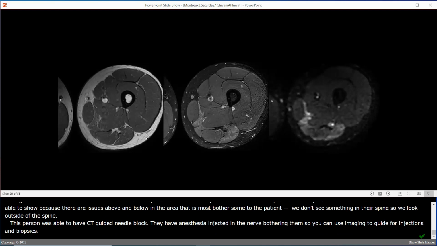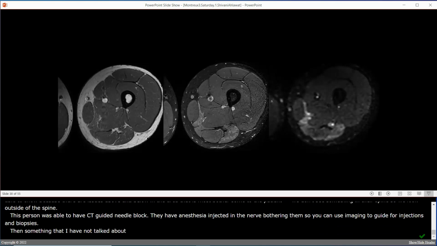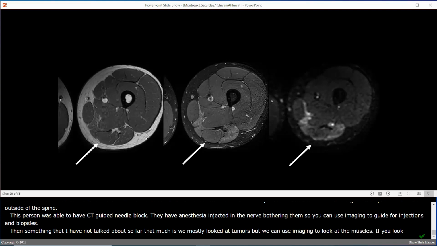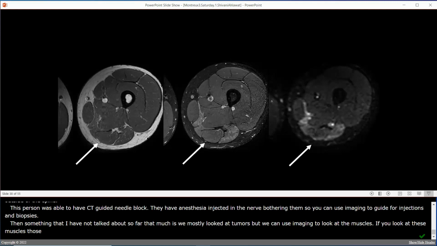Then something that I've not talked about so far that much is we mostly looked at tumors so far, but we can also use imaging to look at the muscles. So if you look at these muscles, those are healthy muscles in the front of the thigh. And you can see that the ones in the back, these are the hamstrings, they look a little bit smaller and they have slightly brighter signal.